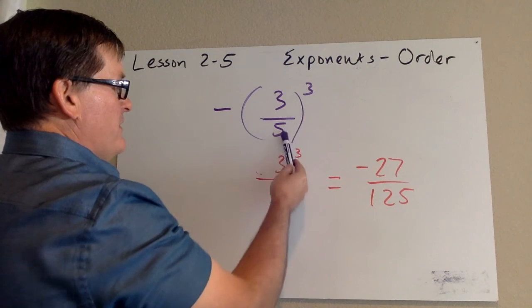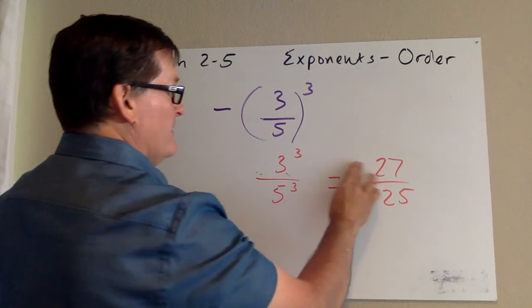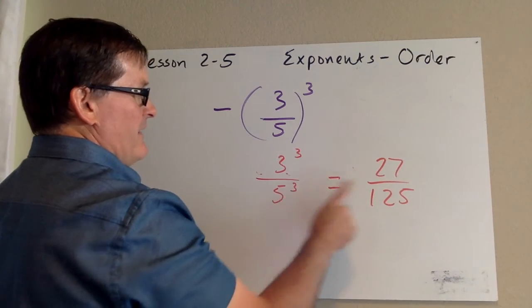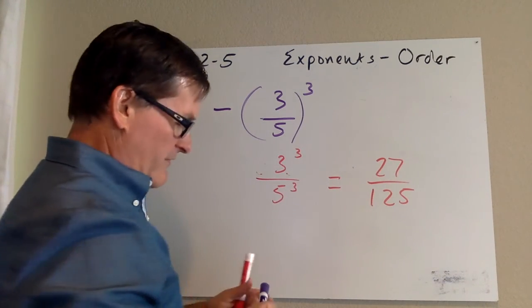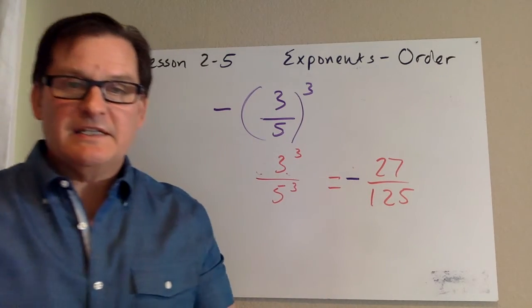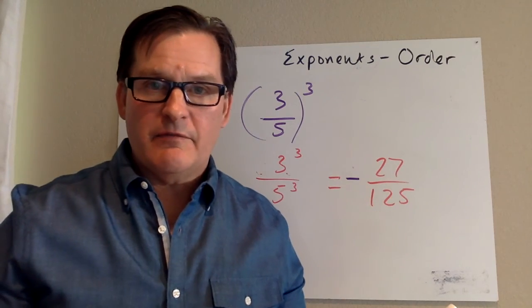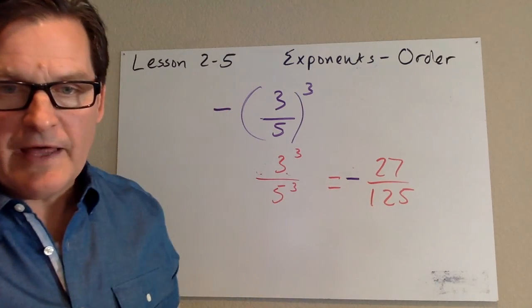So I raise 3 to the 3rd power, 5 to the 3rd power, and then it's the opposite of whatever I got there. 3 to the 3rd power is 27, 5 to the 3rd power is 125. So in this case, it ends up happening to be the exact same answer. We know that wouldn't be the case if we were raising this to an even power. But I just wanted to review that little rule.